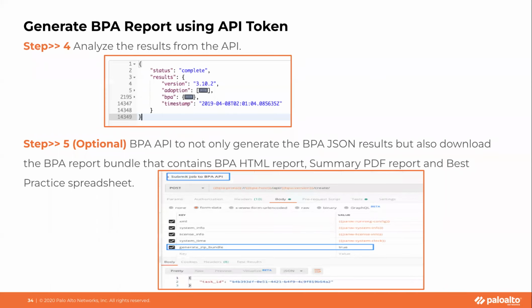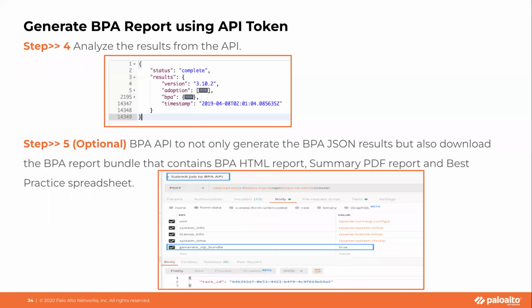So it does not only create the BPA JSON results, but also you can download the BPA report bundle, which contains the same HTML report and the PDF report as you did in the customer support portal as well. For that, you just need to click on the BPA generate zip bundle, and it will generate the HTML report for you.